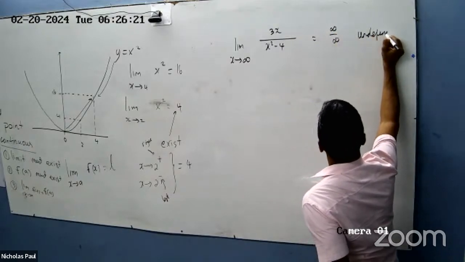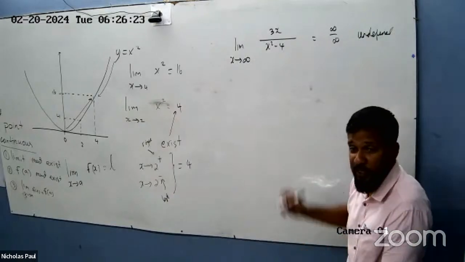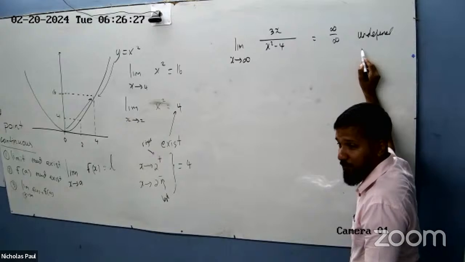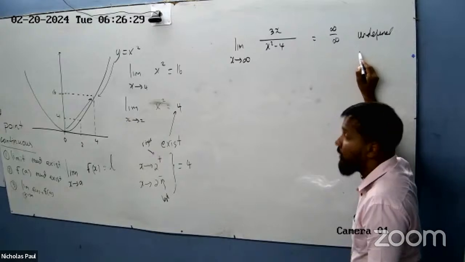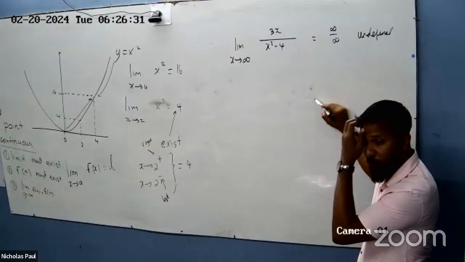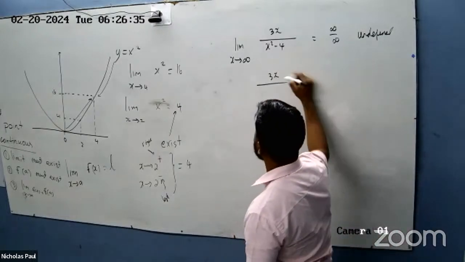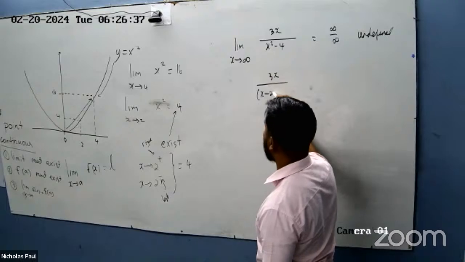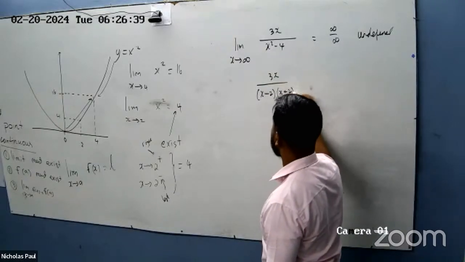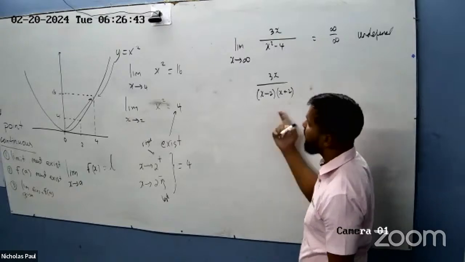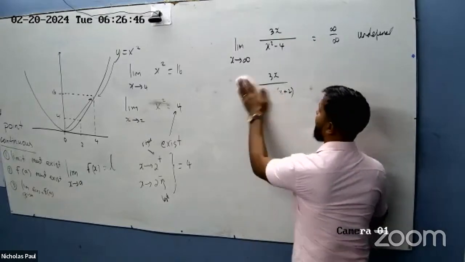But we need an answer. Are you okay with that? So therefore, we have to try different techniques. So let's see if we can factorize. X squared minus 4 looks factorizable, but it won't cancel off. No help. So factorization didn't work.